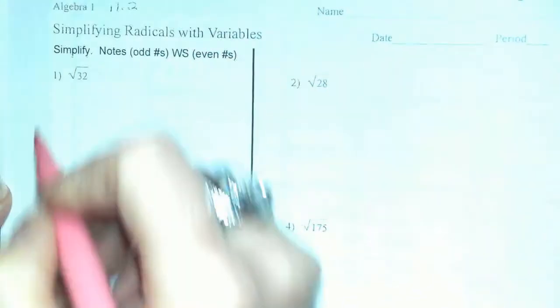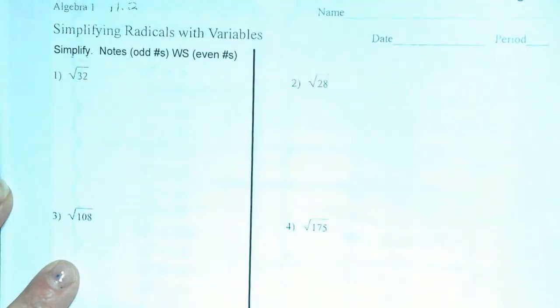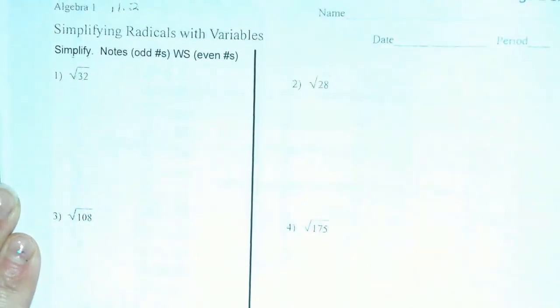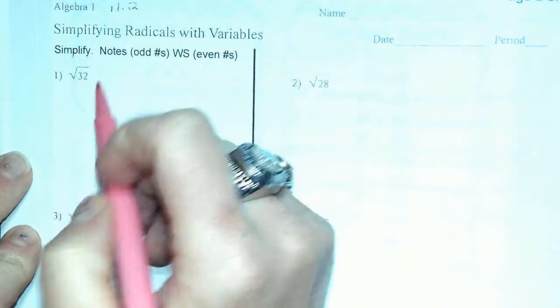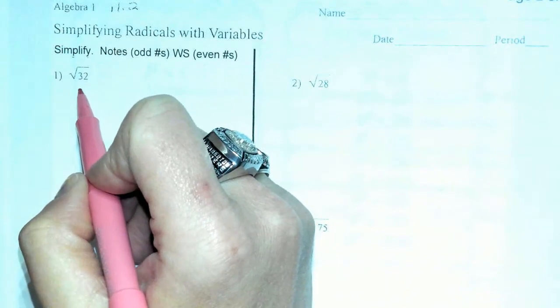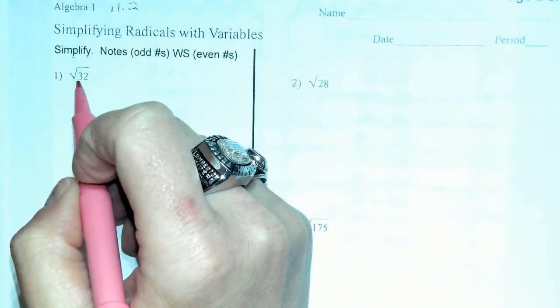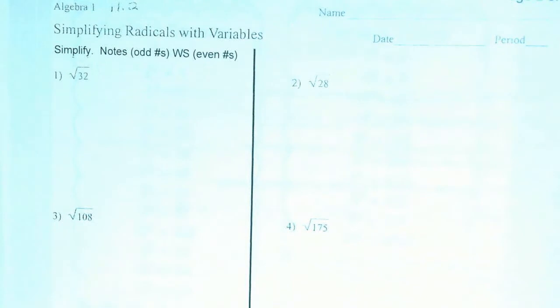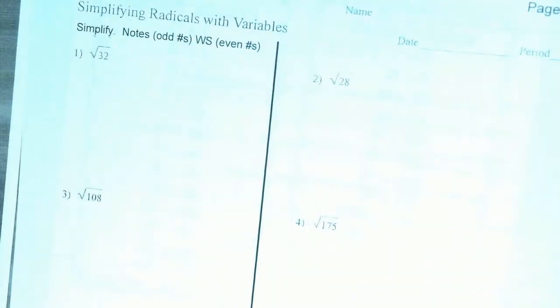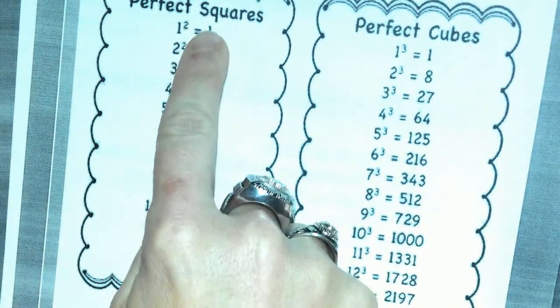Alright, so number 1. What we're going to do here is the odd numbers together, and we're not going to worry about the even numbers just because of time today. Okay, so number 1, is that a perfect square? Is 32 a perfect square? Yes. It is? What times itself equals 32? Nothing.